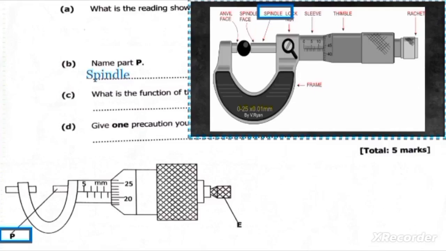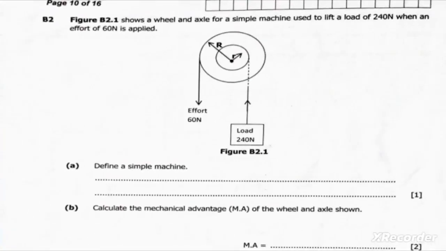Then the last question is saying, give one precaution you would consider when using this instrument. So this is a micrometer screw gauge. Number one, we need to make sure that the anvil and the spindle are clean before using this instrument, to avoid wrong readings. We are done with this question. Let us move to the next question.